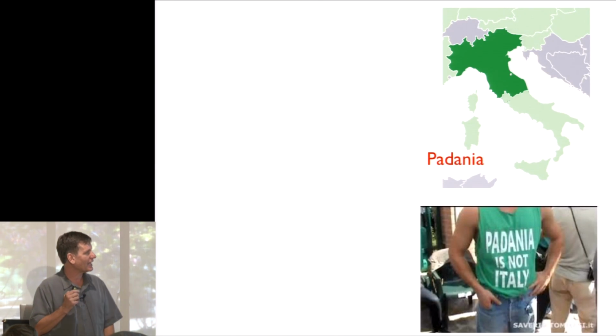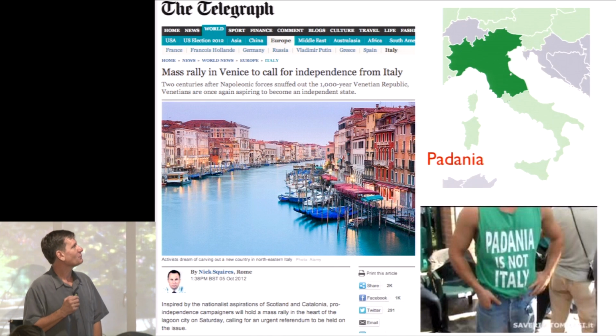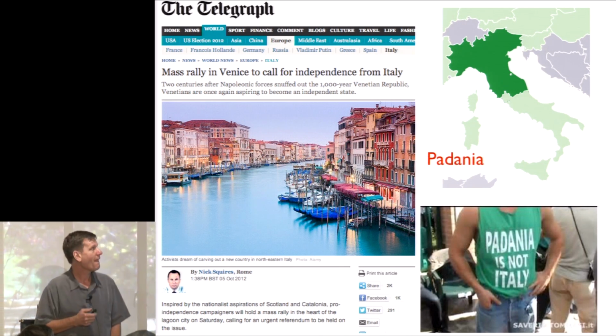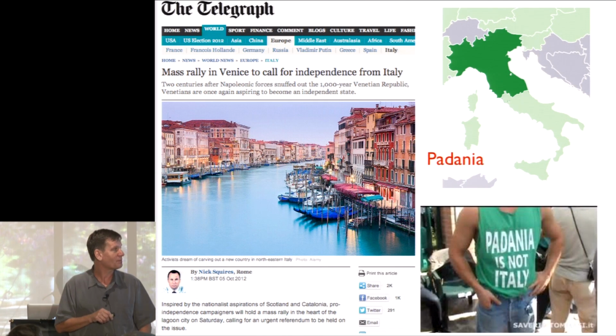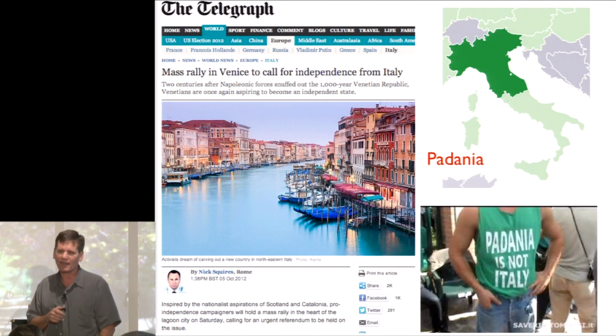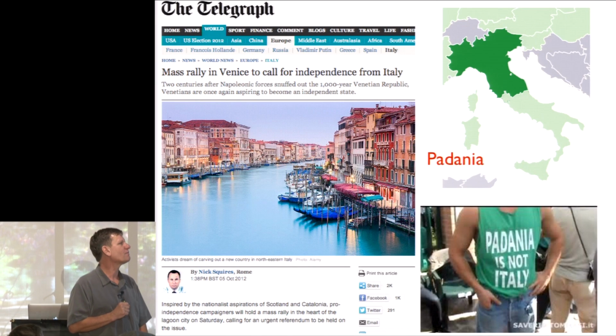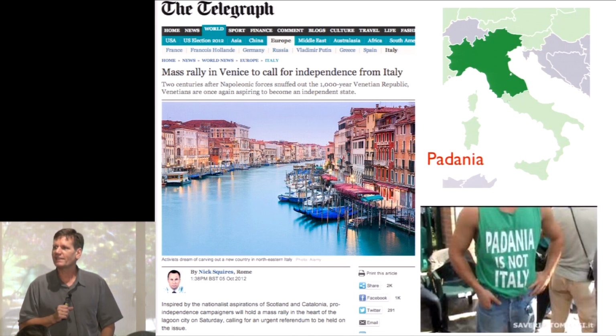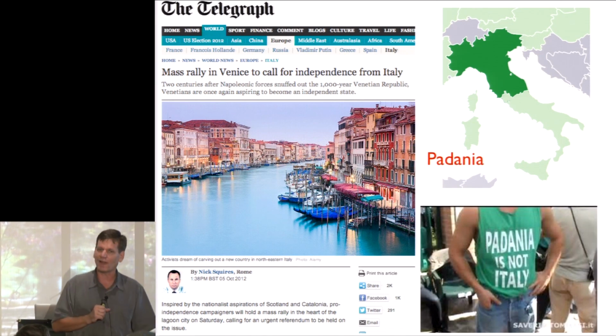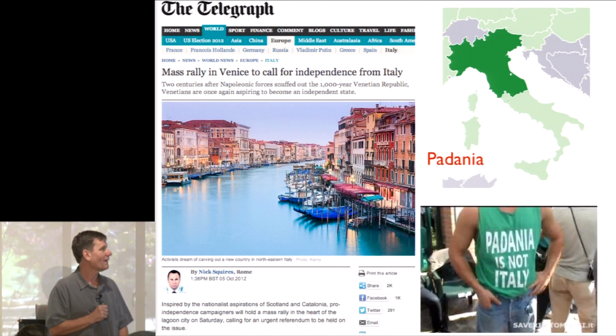Why is Italy not a nation state? Well, here's a few things we see. We see a mass rally in Venice that calls for independence from Italy. We have a large group of people. It's about 25% of the people in northern Italy now say, we don't want to have anything to do with the rest of Italy. We want to be the country of Padania. We certainly don't want our taxes to keep going down to Sicily and Calabria. That's a big part of the movement.